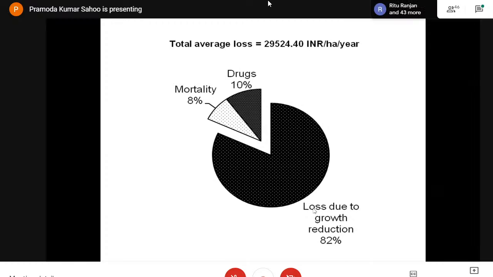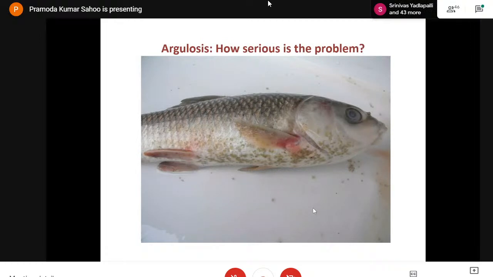So what will happen? Because of the irritation, the blood loss, and the feeding on mucus contents, there will be drastic growth reduction. The fish will not eat, and simultaneously the feed which you are offering every day is wasted, so the reduction in feed-to-growth conversion will be much more.